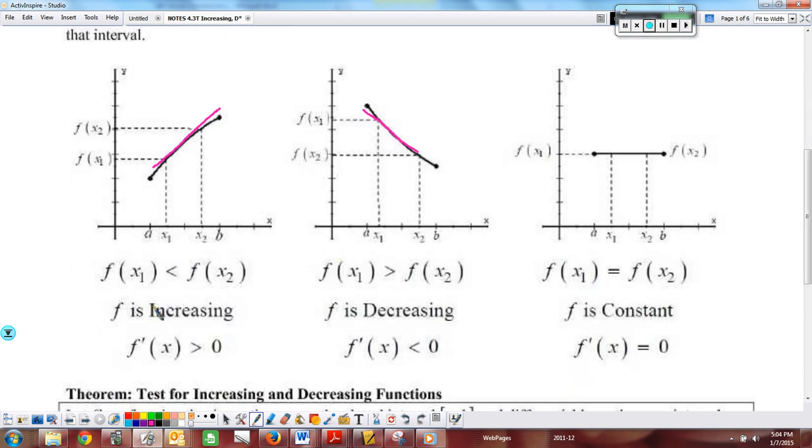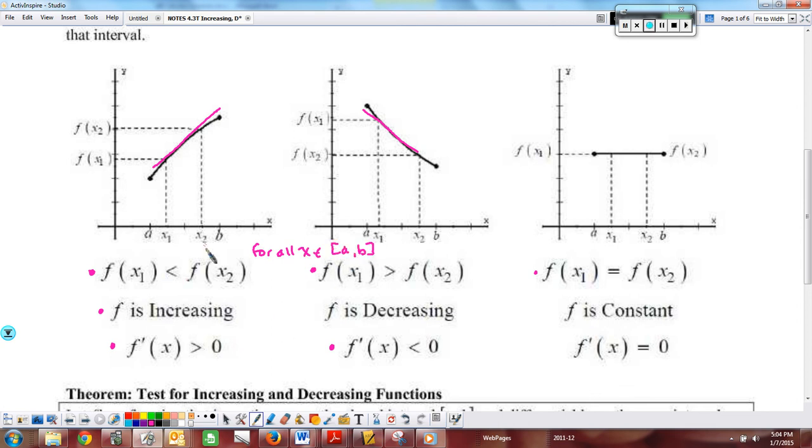And again, this was our pre-calc definition right here. If all the y values at x1 were smaller than the y values at x2, f was increasing. Our calculus definition is going to be, hey, the slopes are going to be positive there. When the function is decreasing, your pre-calc definition is the y value at x1 is bigger than the y value at x2. Your calculus definition is that the slope of the tangent line is going to be negative. For a constant section, we would say that the y value at x1 and the y value at x2 are the same. And of course, I'm saying this is for all x in the interval a to b.